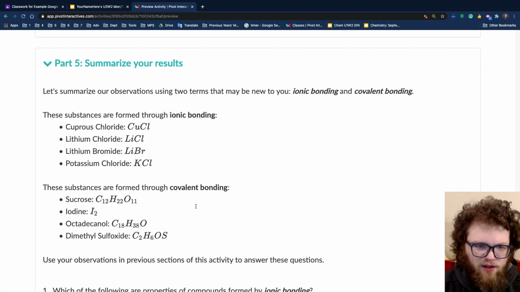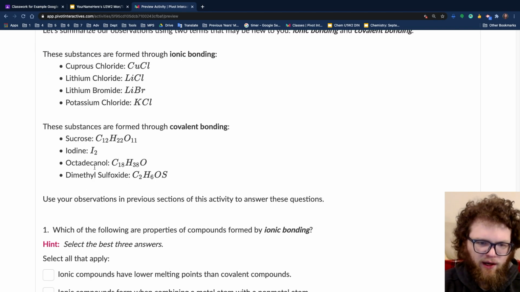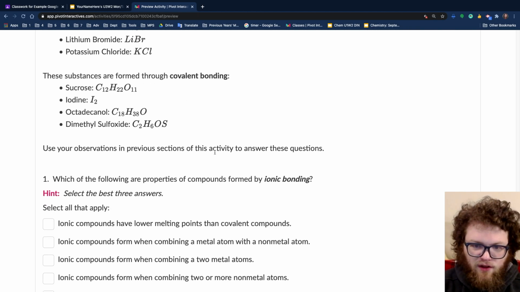Then we need to summarize our results. So we'll summarize our observations using two terms that may be new to you: ionic bonding and covalent bonding. These substances formed through ionic bonding: cuprous chloride, lithium bromide, potassium chloride, and these substances are formed through covalent bonding: sucrose, iodine, octadecanol, and dimethyl sulfoxide. Use your observations in the previous sections of this activity to answer these questions.